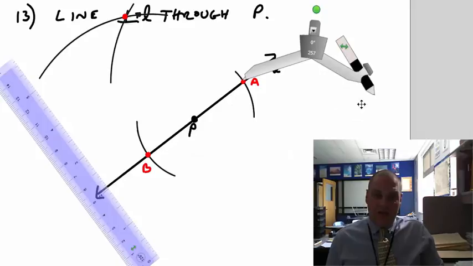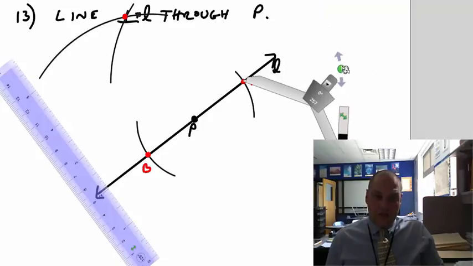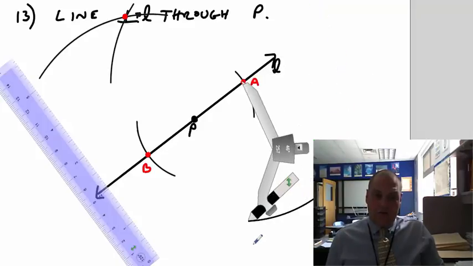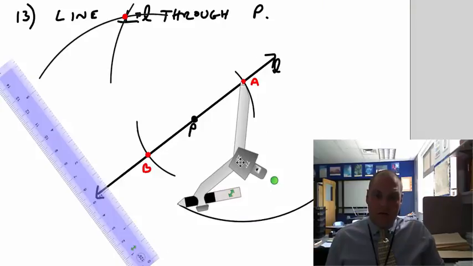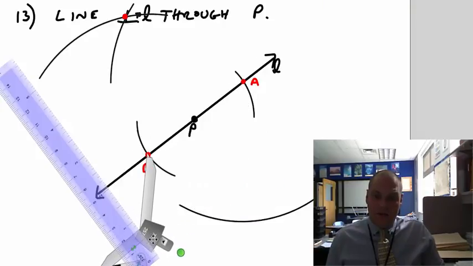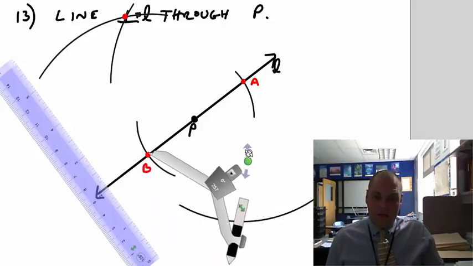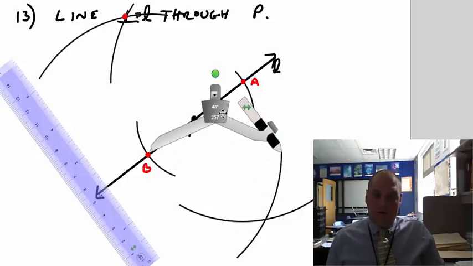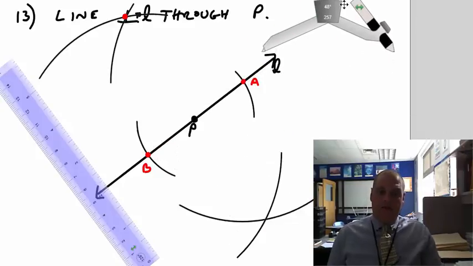So from point A, we're going to swing an arc. And then from point B, we're going to swing an arc. And there's another point on the opposite side of P.